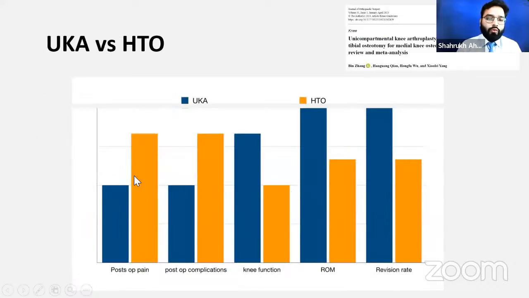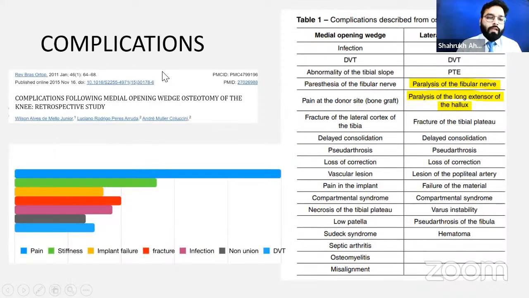These graphs show the comparison between unicondylar and HTO. The post-operative pain and post-operative complications were higher in HTO. The knee function outcomes were better in unicondylar. Range of motion was better in unicondylar as compared to HTO, and the revision rates were also higher in the unicondylar arthroplasty. The complications of HTO are different.